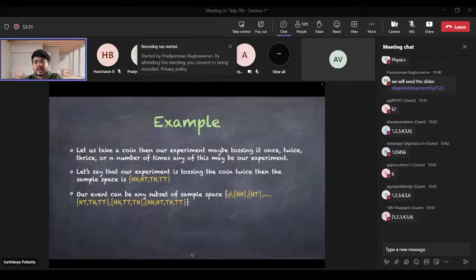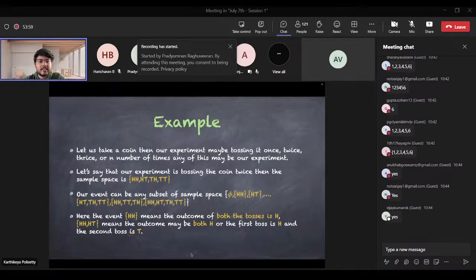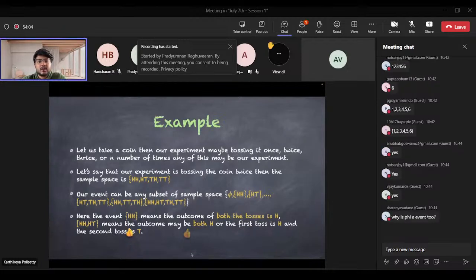So there are a lot of possibilities for our events. Any subset of the sample space can be our event. So you can see there are different events. Is that clear? Here the event HH means the outcome of both tosses is head, and HH comma TT means the outcome may be both head, or the first toss is head and the second toss is tail.